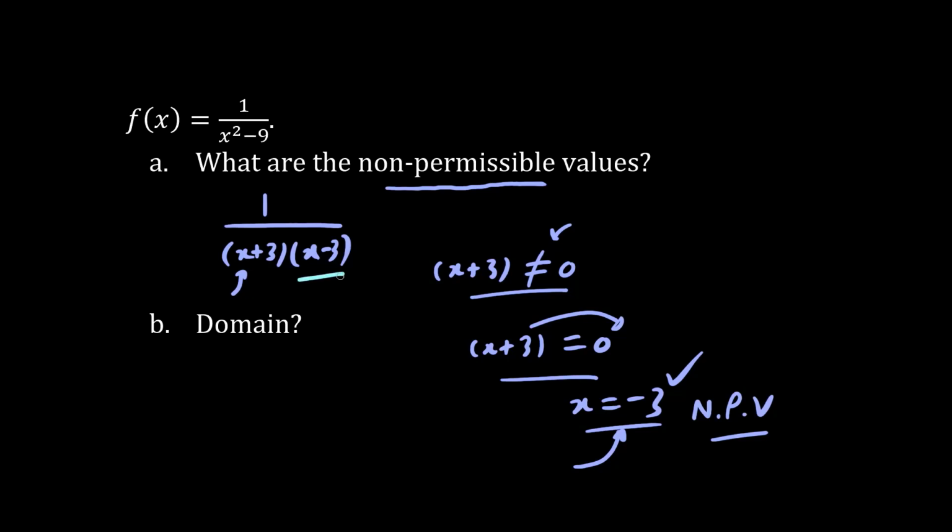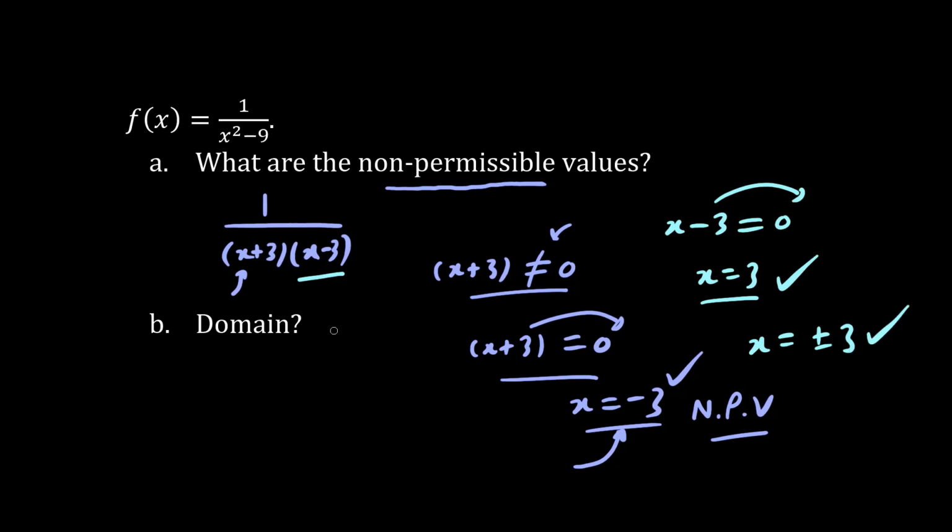So focusing on the other factor, x minus 3, we write x minus 3 equals 0 to find the NPV. Throwing the negative 3 over, we have x equals 3 is another NPV, non-permissible value. So these are the non-permissible values, x equals plus or minus 3. Whereas the domain is very similar to the NPVs. You just copy the answer, but change the equal sign to not equal to plus or minus 3.